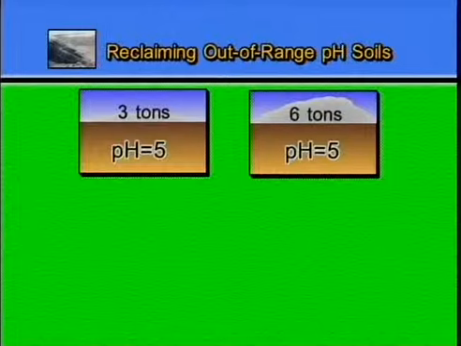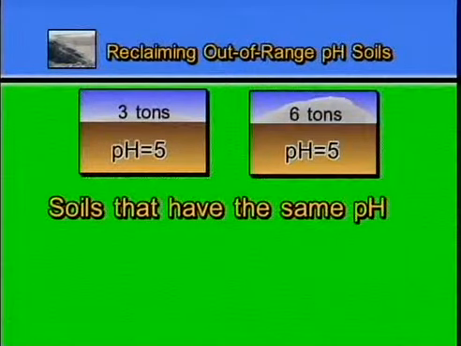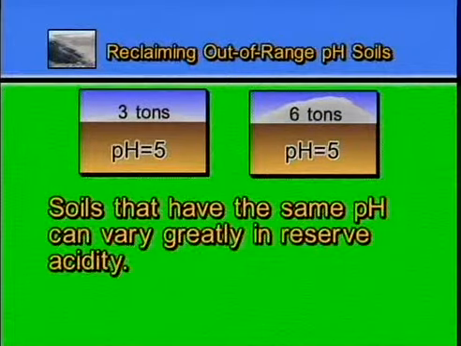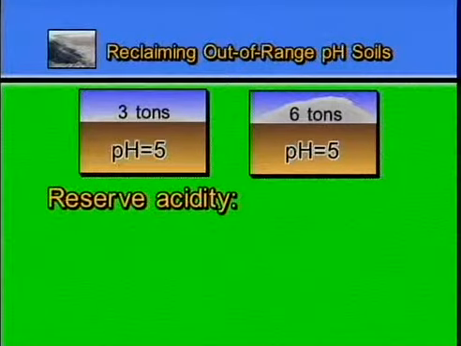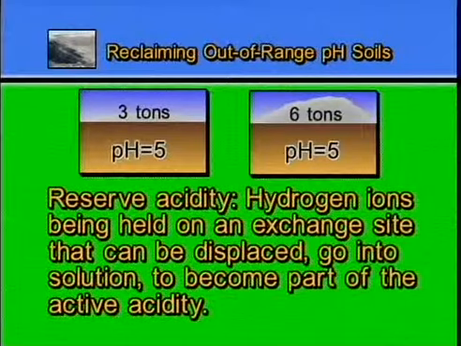Why could that be? Well, soils that have the same pH, remember we're measuring only hydrogen ions that are in solution or the active acidity, can vary greatly in terms of their reserve acidity. Reserve acidity being those hydrogen ions that are being held on the exchange site that can be displaced, go into solution to be a part of the active acidity at some point in time.